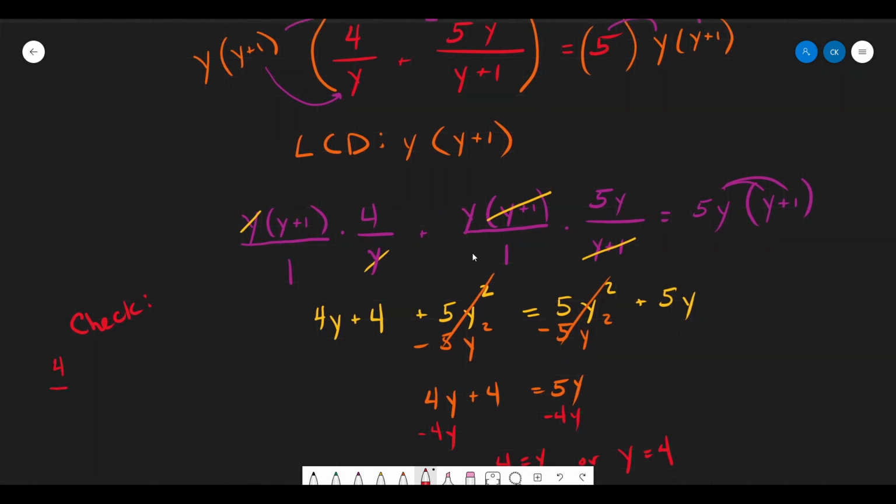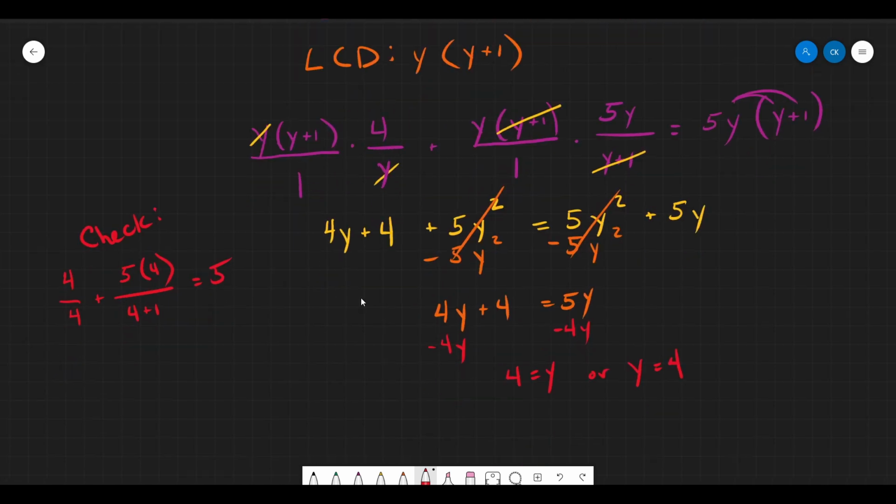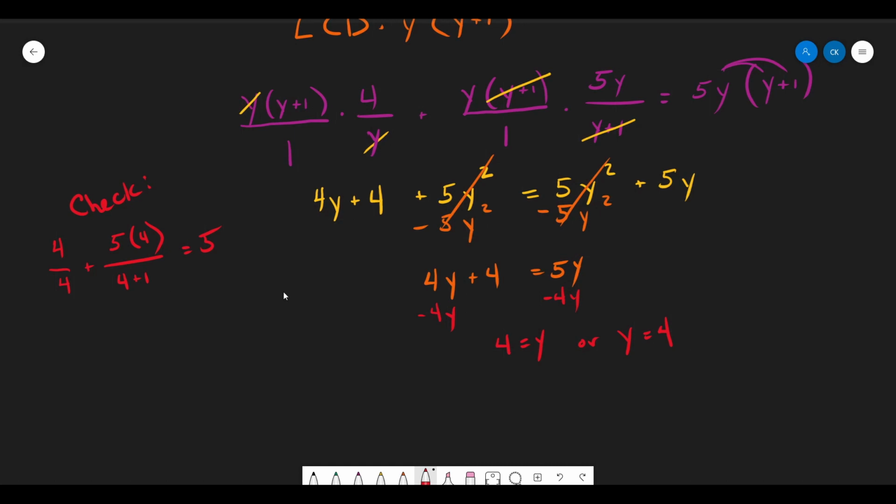So I'm going to have 4 over 4 plus 5 times 4 over 4 plus 1, and will that equal 5? Well, let's see. 4 over 4 is 1. 5 times 4 is 20. 4 plus 1 is 5. 20 over 5 simplifies down to 4. And 1 plus 4 does equal 5. So this checks out. My answer is going to be y equals 4.